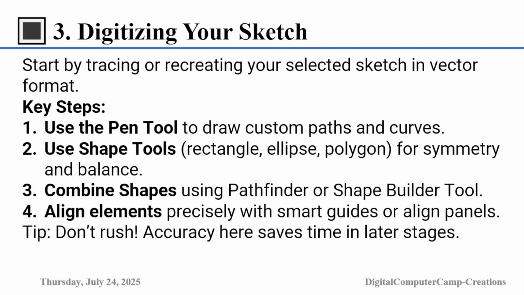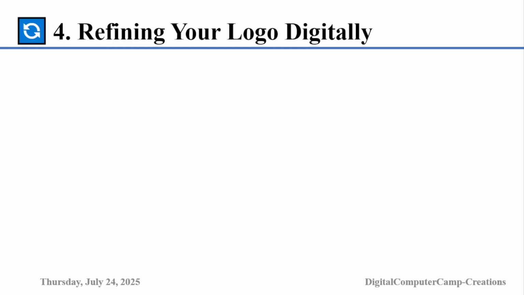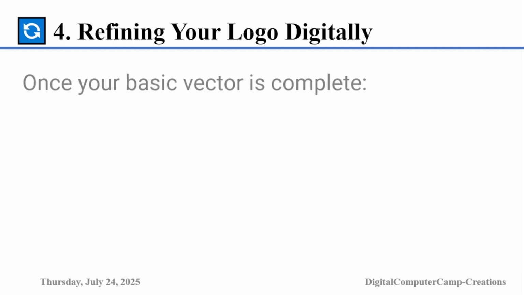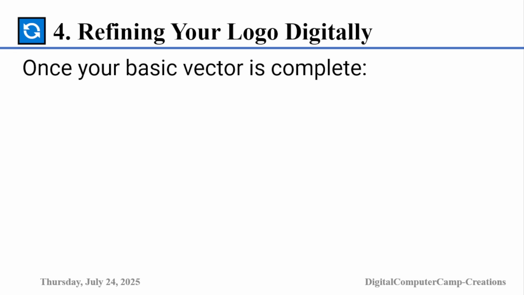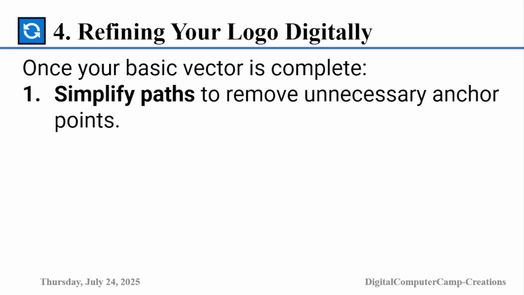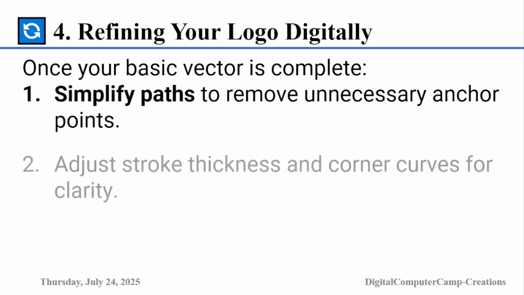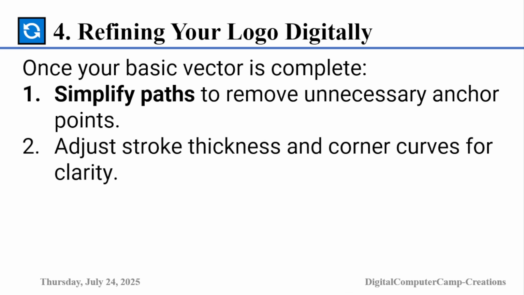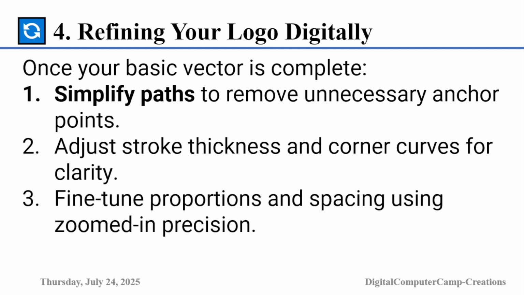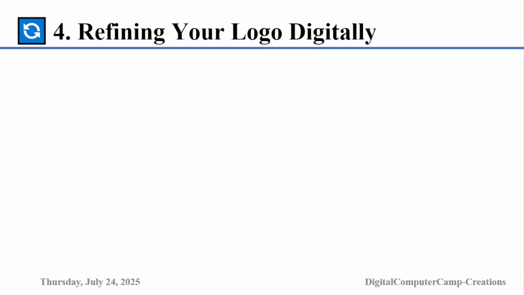Accuracy is very, very important here; accuracy saves time in later stages that we'll be talking about. Refining your logo digitally: once your basic vector is complete, simplify parts to remove unnecessary anchor points, and then you can adjust stroke thickness and corner curves for clarity, and fine tune proportions and spacing using zoom-in precision. That's the way.